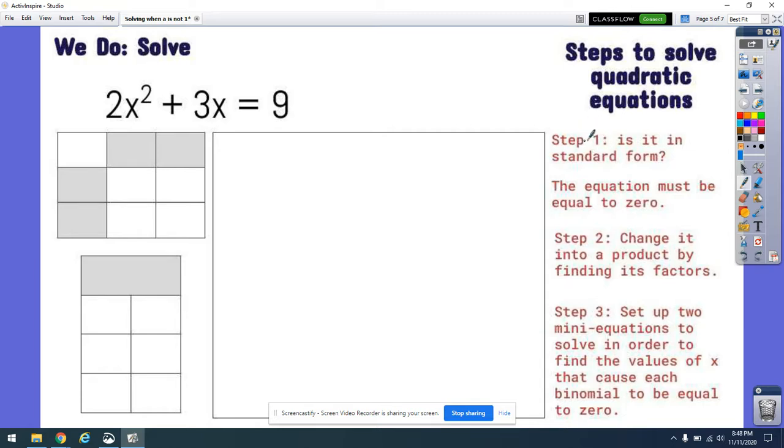So step one: is this in standard form? Remember, is it in that form of ax squared plus bx plus c equal to 0? That's what we're going to get to later on. Is everybody on the same side? Okay, in our case, no. So how would you move the terms over to the same side, so that it's easier to solve?